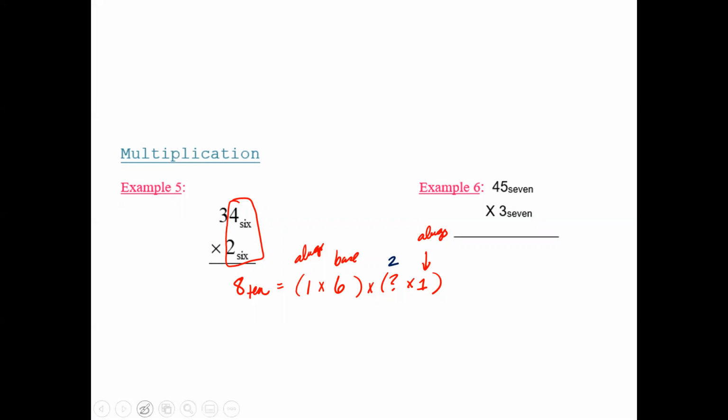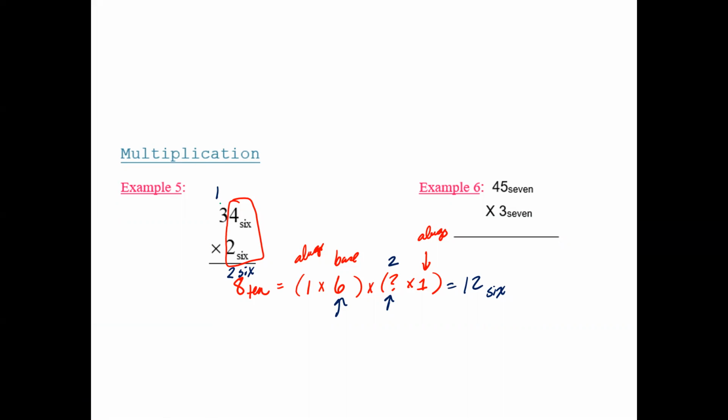So then what I do here is you are just going to simply take this part here, which is going to give you 6 times 2, which is going to give you a 12 with a base of 6. So then what I'm going to do here is I am going to put 2, base of 6, and then carry the 1.